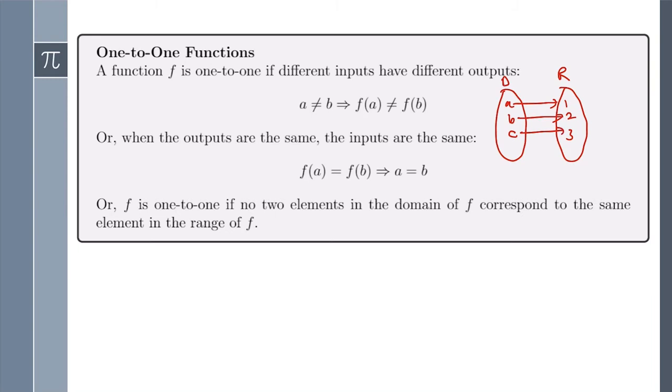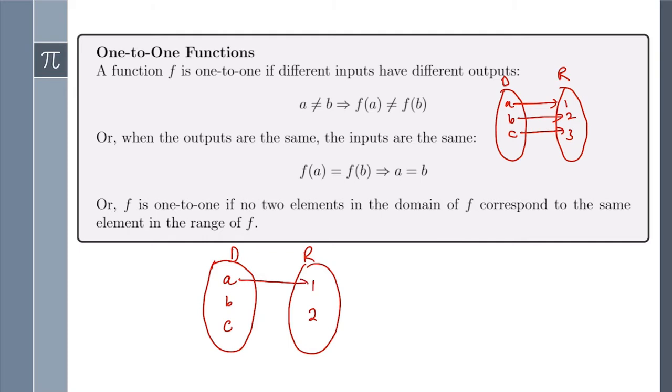So for example, this function is not one-to-one. Let's say this is the domain, this is the range. I have A, B, and C, and I have 1 and 2. A is mapped to 1, B is mapped to 2, and C is mapped to 2. So this is still a function because each input has exactly one output, but it's not a one-to-one function.